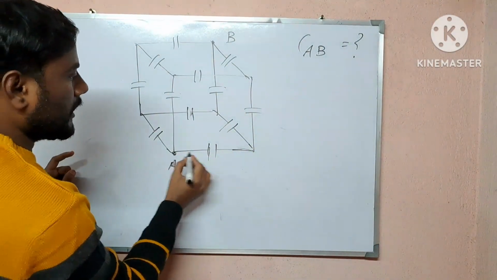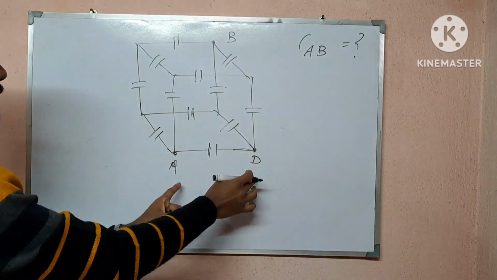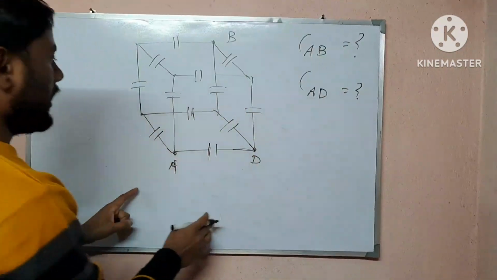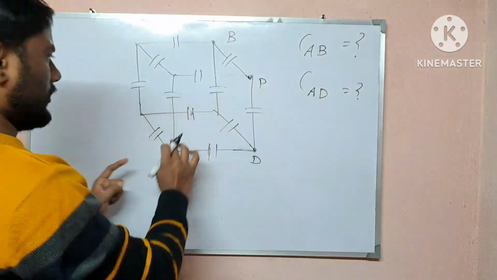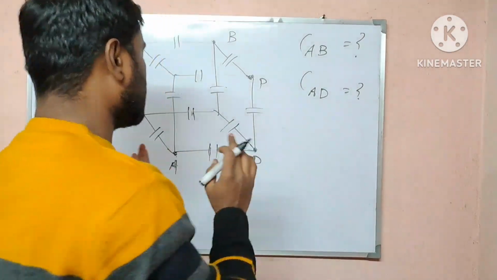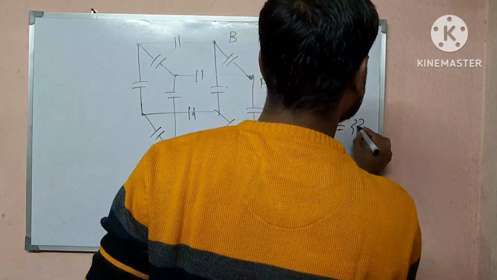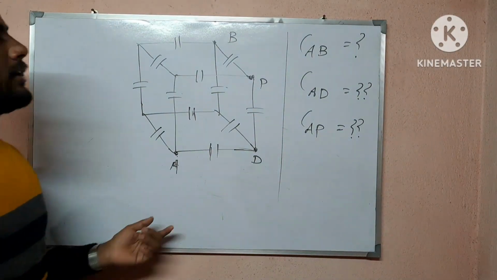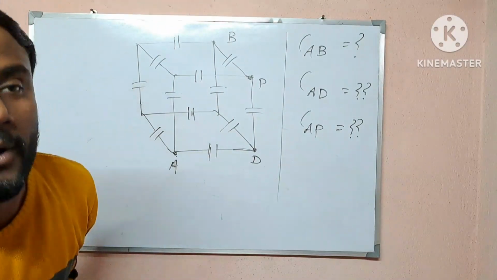Now just imagine this is A and this is D. These two are called sides of a cube. So this is one other question, find the equivalent capacitance between A and D. And another one, suppose this is A, that point is P. So this is basically the face diagonal. AB is the body diagonal, AD is the side, and AP is the face diagonal. These 3 are the cases that may arise from that part. So today I will solve the AB part, and the other 2 will be homework for you guys.